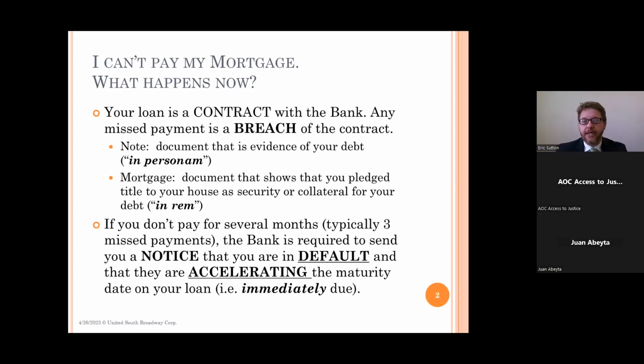The mortgage contract, however, is what allows the bank to actually foreclose on the house. It makes the house the collateral, the security for that note. And so those two contracts operate in conjunction with each other. And usually we just refer to them together as a mortgage.